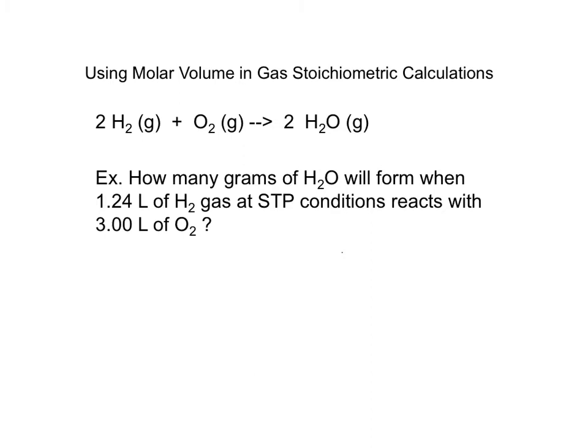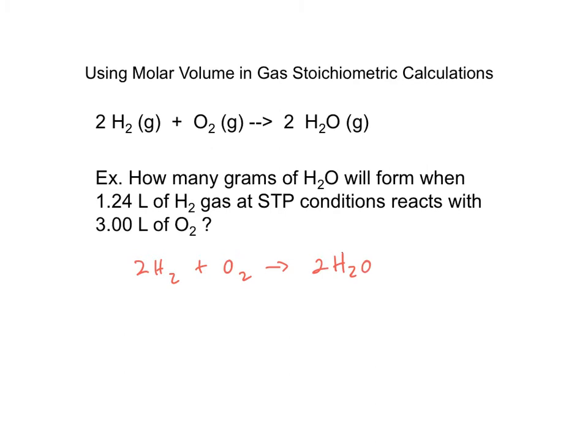So how many grams? If it's asking for grams, you know you're going to use PV equals nRT. Will form when 1.24 liters of hydrogen gas at STP conditions reacts with 3 liters of O2. So before we get to the PV equals nRT part, let's do the stoichiometry part. And I'm going to write the reaction over again here. So 2 hydrogen plus oxygen forms 2 waters.